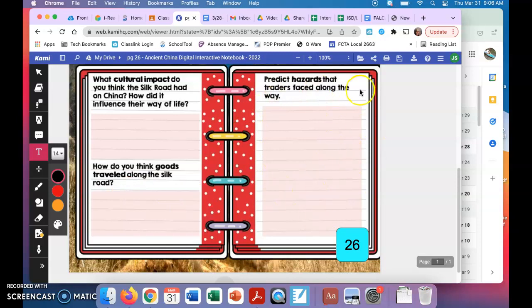And then finally on the right hand side here, predict hazards that traders faced along the way. So you may not find the answer for this question on this interactive notebook page or on slide 20 or 21. It wants you to think, what hazards or what things could happen that are bad that these traders could face as they traveled along those roads.